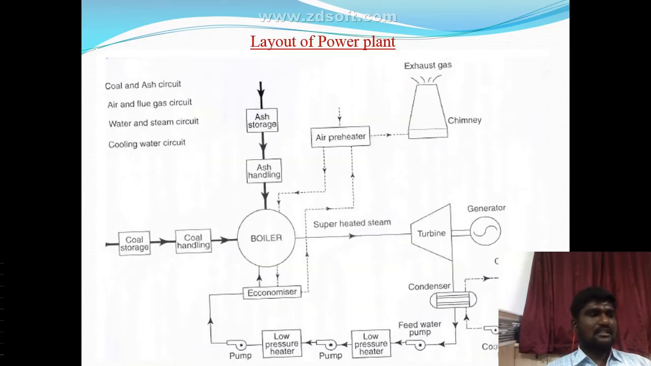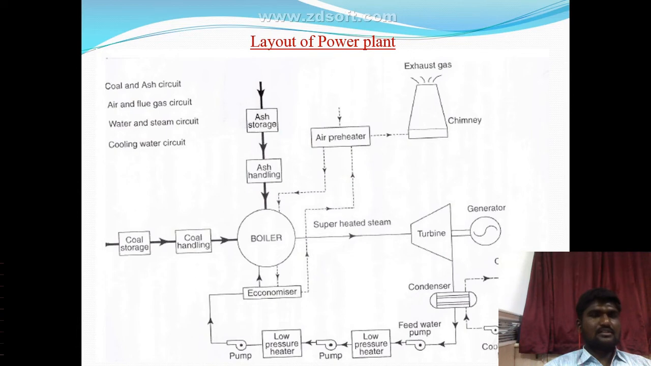So this is the layout of a modern coal power plant, right? What are the components available in the layout? First is coal storage, and next is coal handling, ash storage, ash handling, boiler, economizer, low pressure heater and high pressure heater, feed pump, condenser, turbine, generator, cooling tower, cooling pump, air preheater and exhaust gas chimney. These are all the components of the layout of a modern power plant.